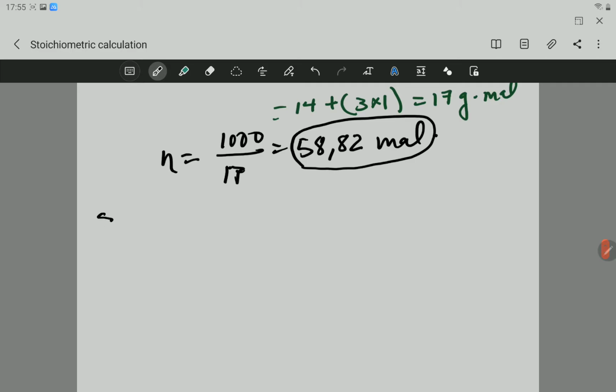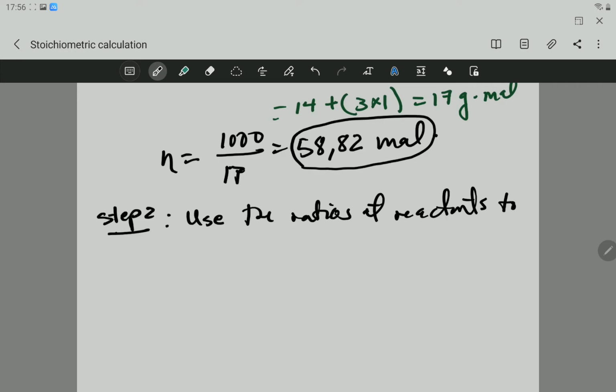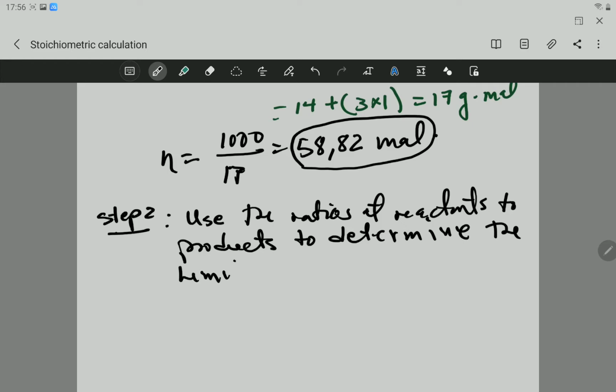Step 2. Now in step 2, we're going to use the ratios of reactants to products to determine the limiting reagent, or who will finish first. Okay? Now, how we do that?